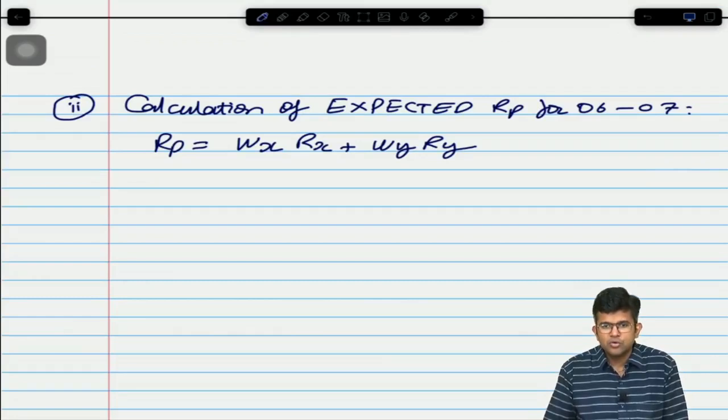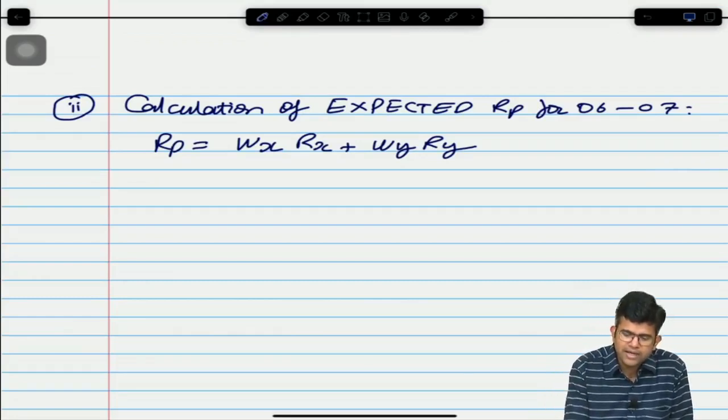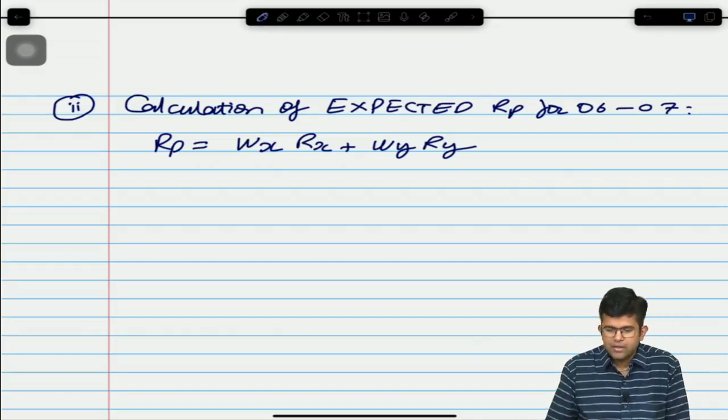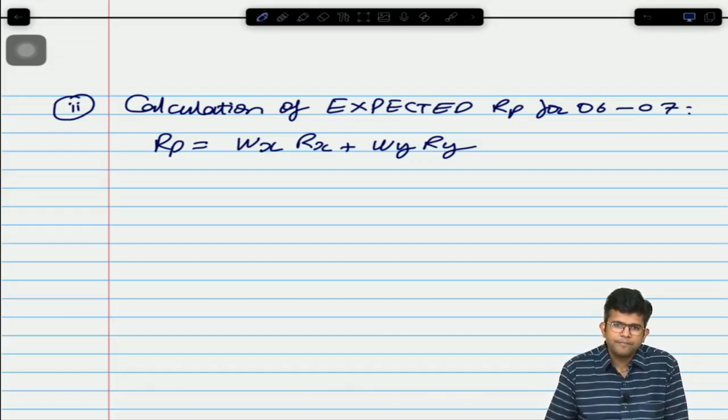Alright, so now Rp is equal to Wx Rx plus Wy Ry. Answer the question on the chat box. Will the W's change? Weights. Will the weights change when you are doing calculation for 6-7? The seeming answer is no, but the actual answer is yes.